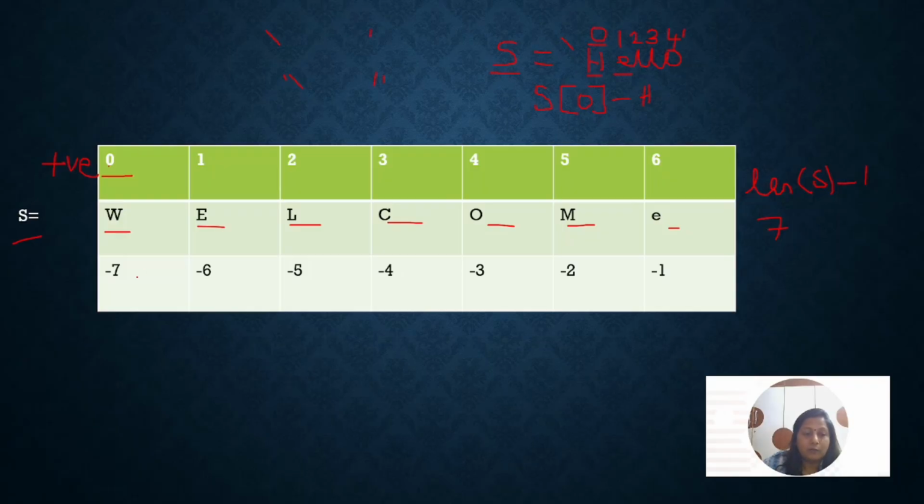And what about the lower part? I have mentioned the negative indexing. What is negative indexing? It will start with -1. That also starts with the last element. So -1, -2, -3, -4, -5, -6, -7. So totally seven negative indexes are there. So whether you use positive indexing or negative indexing, you can access each element in a string.